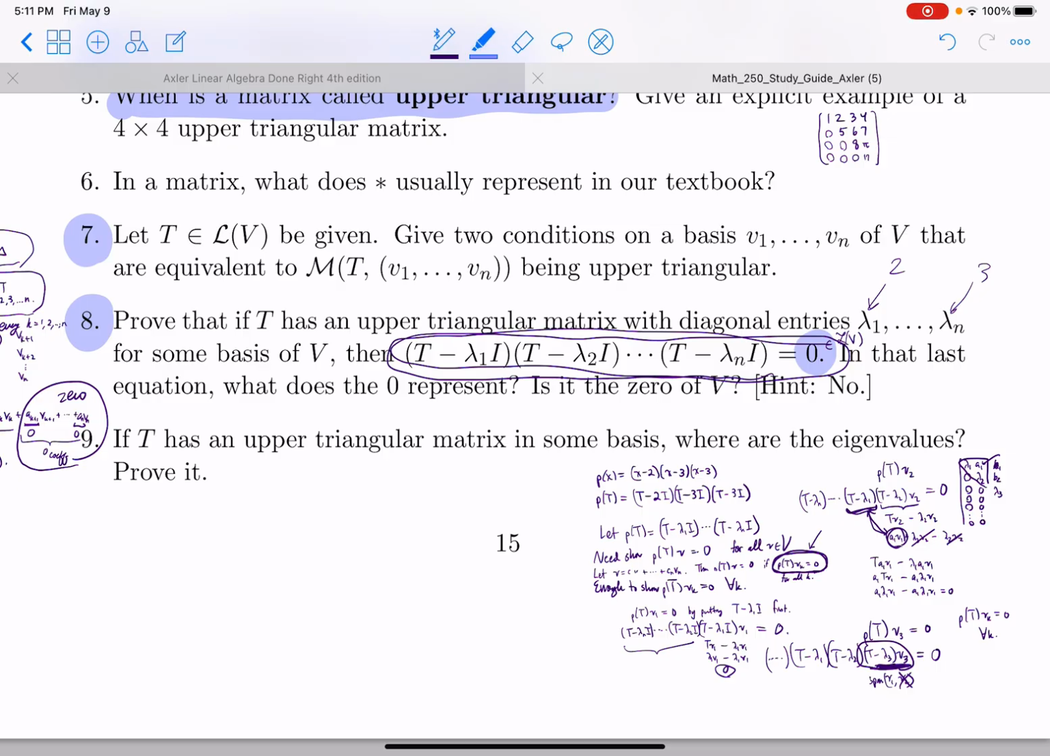So now take a look at number 9 and read it and pause the video.